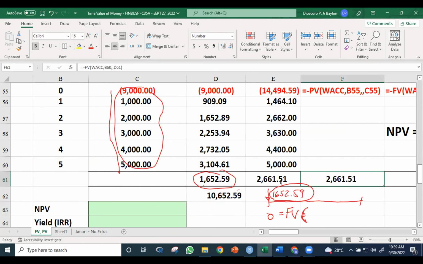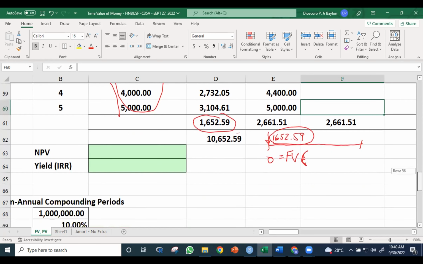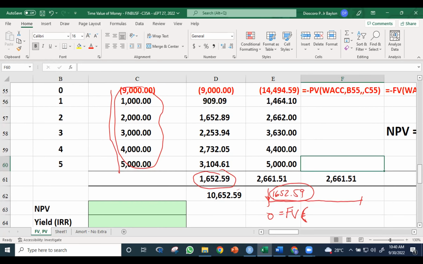They're the same as getting the equivalent future values. So you can see, guys, that you can play around with these figures. You can convert it into one time frame, you can convert it to another time frame, and they should be the same. There should be no problem with the computation because they're actually the same cash flows. We just converted these cash flows to the present value, and after converting to the present value, we also convert it to the future value, so we get the same answer, 2,661.51.